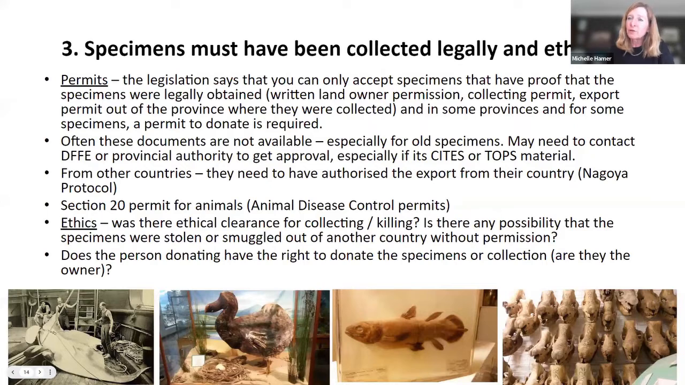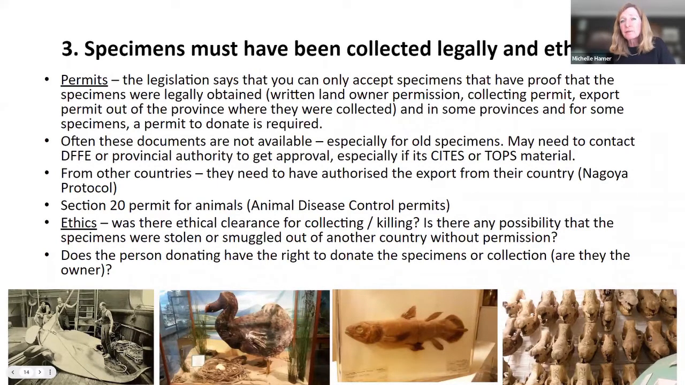We know that, especially for old specimens, there are no permits. And what do you do about that? We have asked the Department of Environment about this before, and they suggested that if you're unsure, you check with them or with the provincial authority to get approval. That's especially important if it's CITES or threatened or protected species material, where it's heavily regulated and anyone can come and check: where did this come from? Where was the permit that it was collected under? So those are especially important.